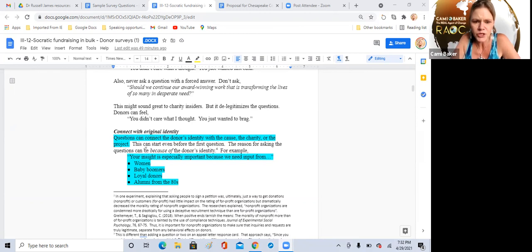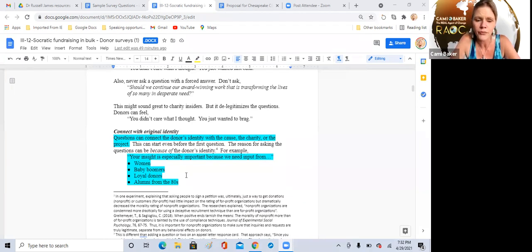So connect with original identity. Questions can connect with donor's identity with the cause, the charity, or the project. This can start even before the first question. The reason for asking the questions can be because of the donor's identity. So this is getting into who they are for you.